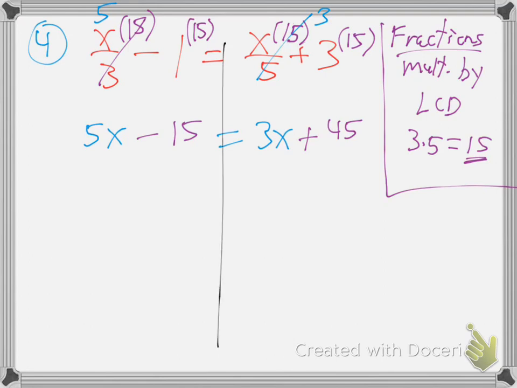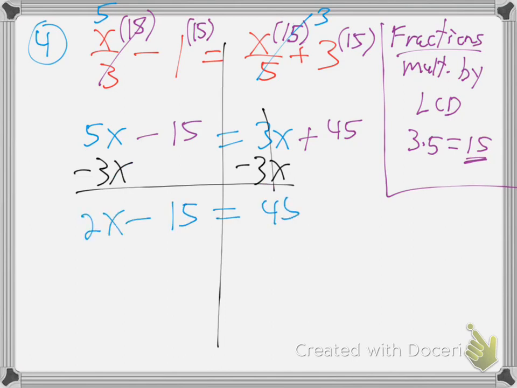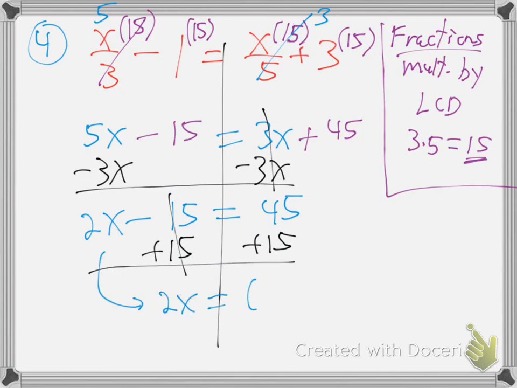So what do we do when we have x on opposite sides? We get rid of the lower one. Right, get rid of the 3x on both sides. And now x wants to be alone, so add the 15 on both sides. 2x is 60. Last step. Divide by 2. X is 30.